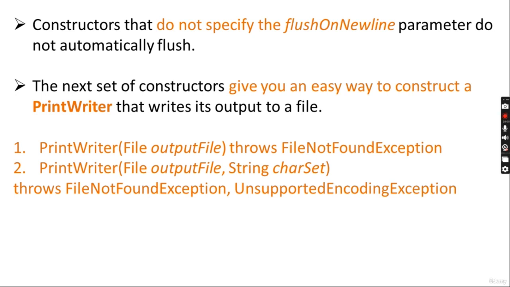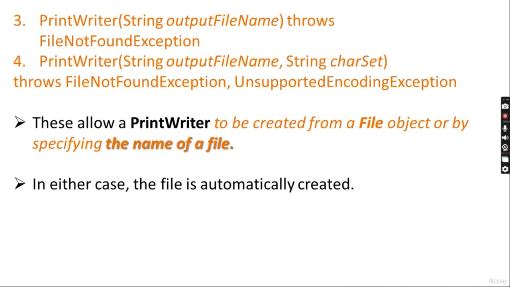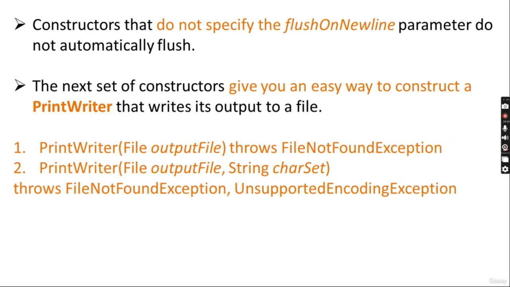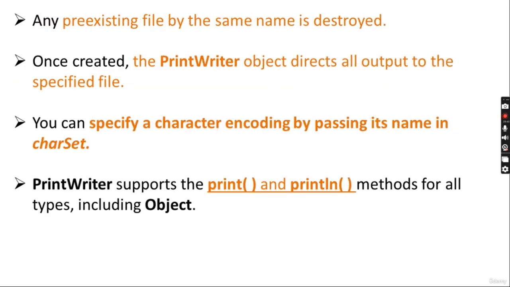Now the next set of constructors gives you an easy way to construct a PrintWriter that writes its output to a file. PrintWriter(File outputFile) throws FileNotFoundException. PrintWriter(File outputFile, String charSet) throws FileNotFoundException, UnsupportedEncodingException. PrintWriter(String outputFileName) throws FileNotFoundException. PrintWriter(String outputFileName, String charSet) throws FileNotFoundException, UnsupportedEncodingException. These allow a PrintWriter to be created from a File object or by specifying the name of the file. The file is automatically created in either case.